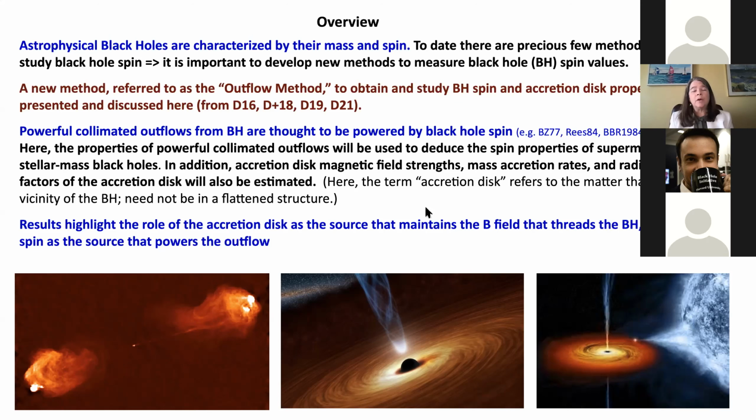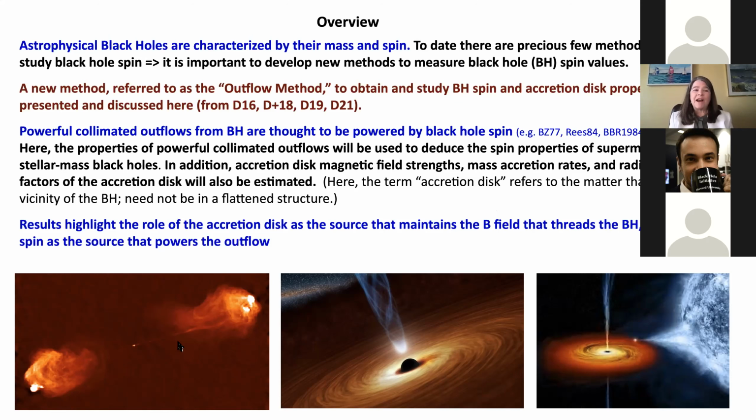Now, when I use the term accretion disk, I'm using that to refer to the matter in the vicinity of the black hole. It doesn't have to be in a highly flattened structure. So I'm using it very loosely just to apply to whatever matter is around the black hole. In the end, the results highlight the role of the accretion disk as a source that maintains the magnetic field that is anchored in the disk and threads the black hole, extracting the spin energy of the black hole and powering the outflow. So here are 3 pictures.